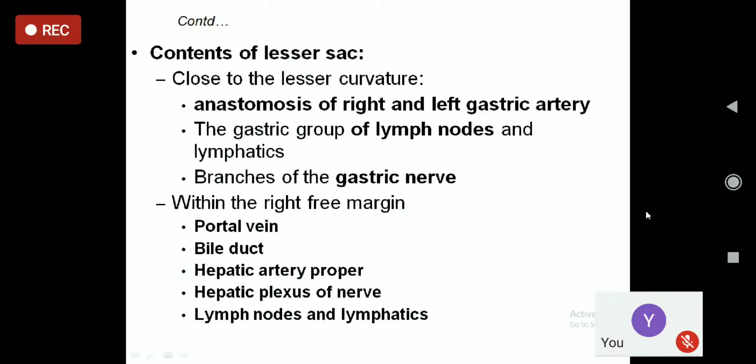Within the right free margin, within the porta hepatis, the structures present are the portal vein, bile duct, hepatic artery proper, hepatic plexus of the nerves, lymph nodes, and the lymphatics. In short, we say it as the DAV: D is the bile duct, A is the hepatic artery, V is the portal vein. These three are very important structures passing through the right free margin at the same time as the porta hepatis. We discussed this in the liver also. They are the structures which pass through the right free margin of the lesser omentum.